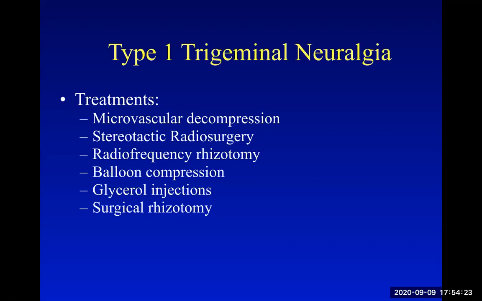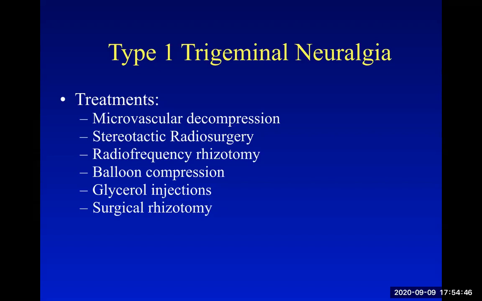And so you can have a patient come to see you a year later, their pain's gone, but now they're starting to complain of numbness. Balloon compression is another treatment that's done where essentially you're inflating a balloon next to the nerve, and the inflated balloon compresses the nerve and damages the nerve with just mechanical compression rather than heat or radiation.